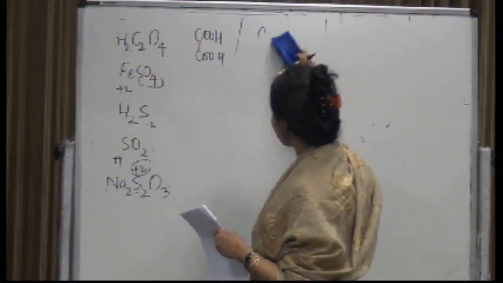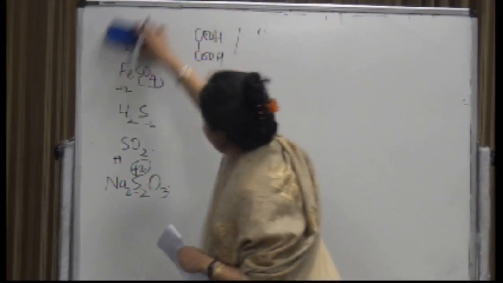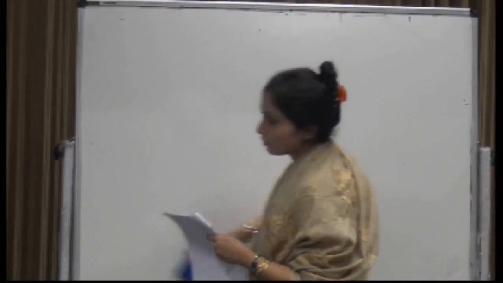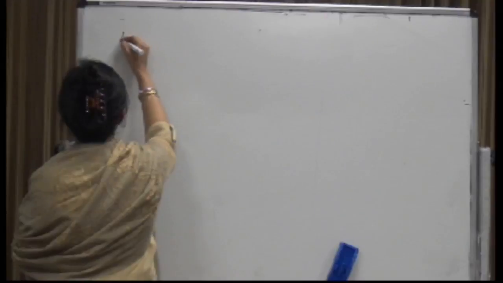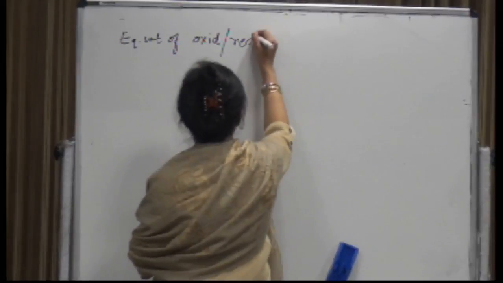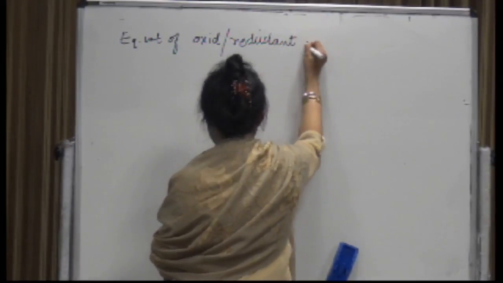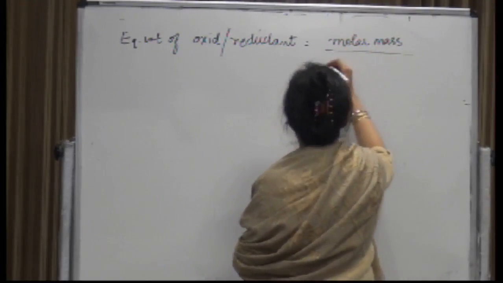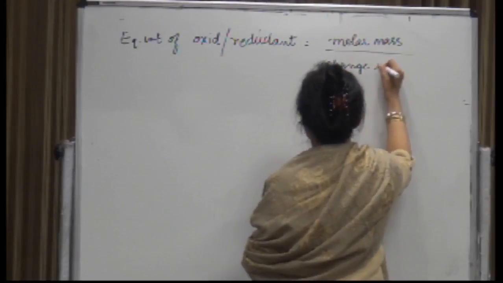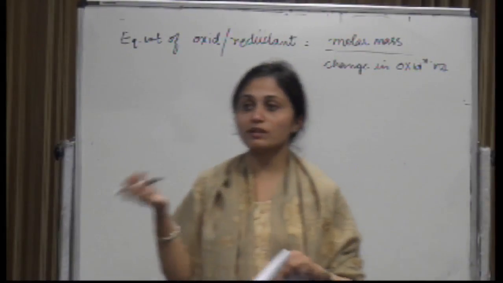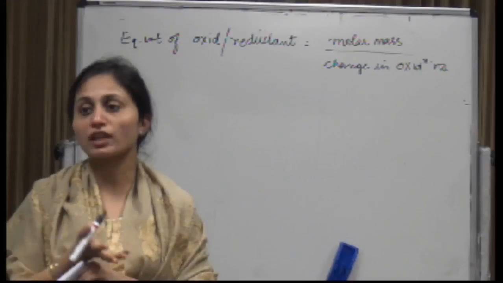Now how do you find out the equivalent weight? This is also an important question. How to find out the equivalent weight of the oxidant or reductant? See, you can just write down, the equivalent weight of the oxidant or reductant is equal to molar mass divided by the change in oxidation number. Now, the change in oxidation number मतलब जो reaction से पहले था and बाद में था, you have to take the difference of the two.